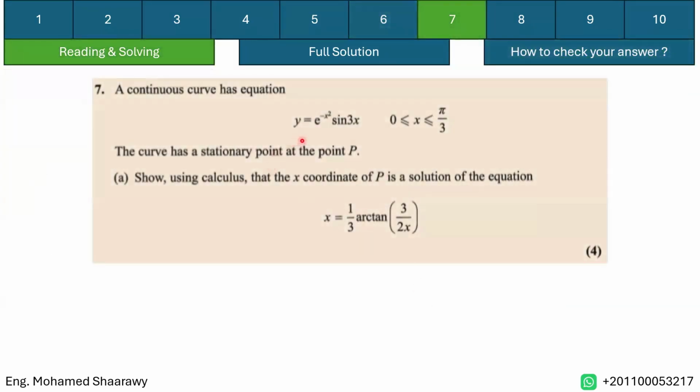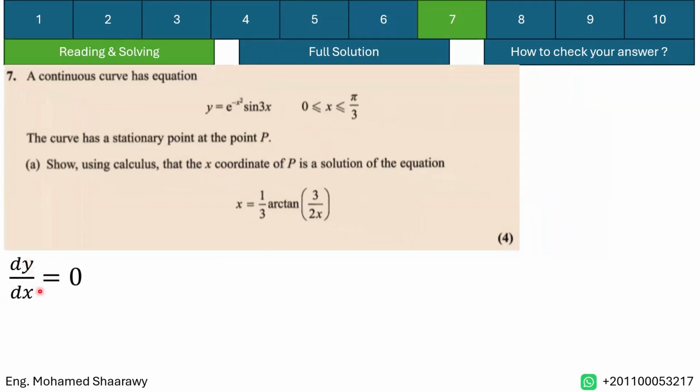Okay, question 7. It says the curve has a stationary point at point P. Show using calculus that the x-coordinate of P is the solution of this equation. In order to find the stationary point, I equate dy by dx with 0. That's the first step that I need to do. dy by dx, let it be equal to 0.